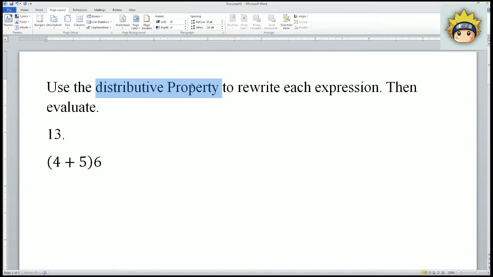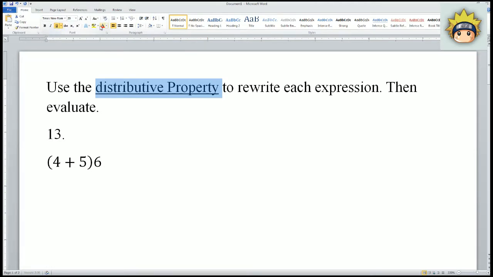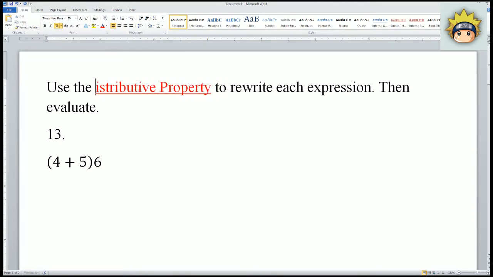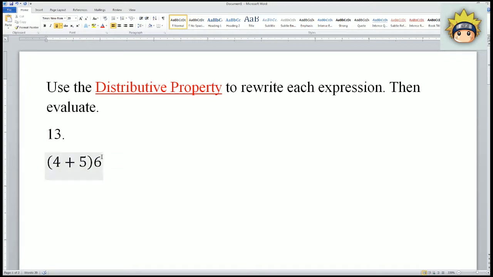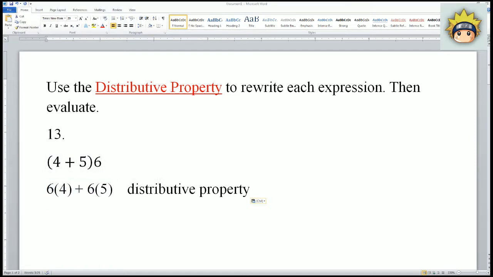First of all, like the instruction says, we have to distribute. So let me just underline, make that red to make sure you understand the distributive property. From our understanding of the distributive property, we have to distribute the 6 into each one of these terms. There are 2 terms. So the 6 needs to be distributed to the 4. Looks like this after it's distributed. Plus 6 has to be distributed into the 5. Looks like that. That is called the distributive property. That is when you distribute the 6 into each one of these terms. You should have something looking like this for the distributive property.